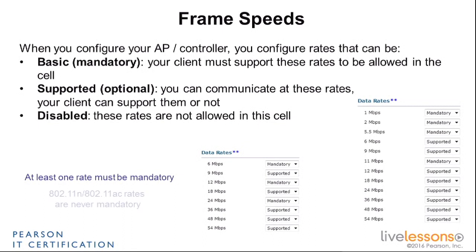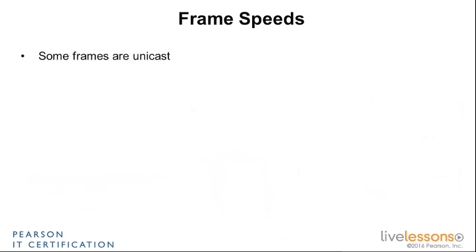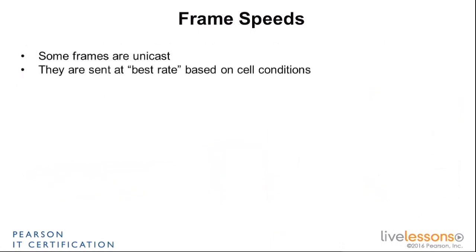Also, notice that we don't see any N or AC rates here, right? Those N and AC are always optional. Nowhere in the 11N or 11AC amendments do we have any description of these rates having to be mandatory. So even if your stations do N and AC, you'll be basing your mandatory ID on those legacy rates, at least today. So what about the speeds? Well, some frames are unicast and they are going to be sent at whatever your station thinks is best based on whatever signal was received from the access point.